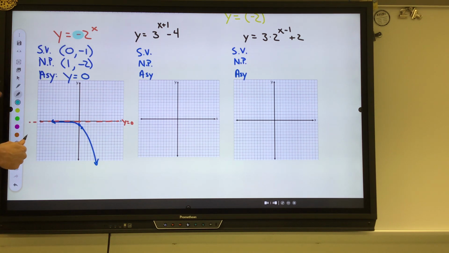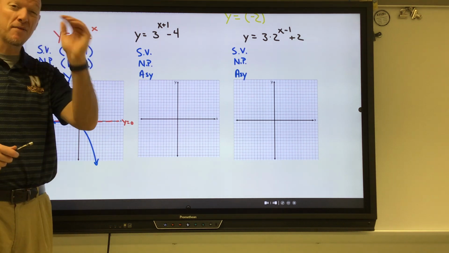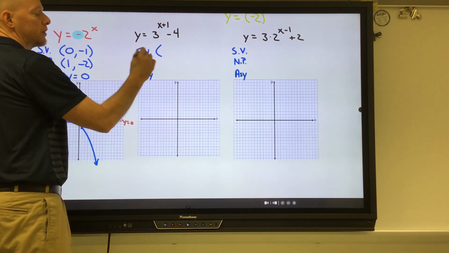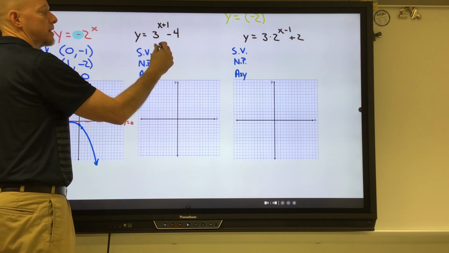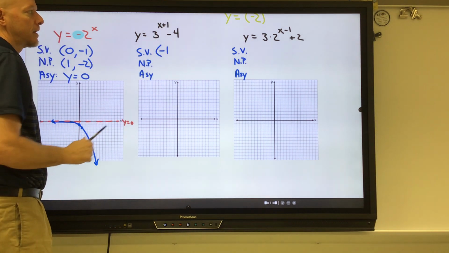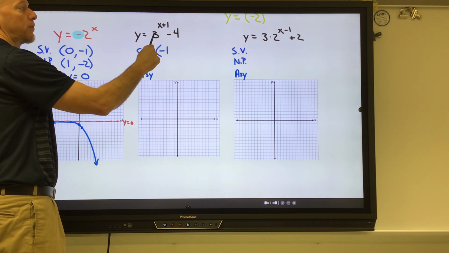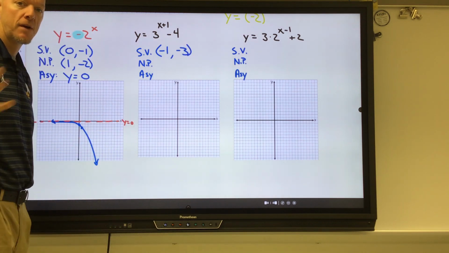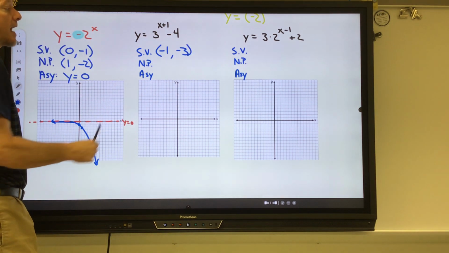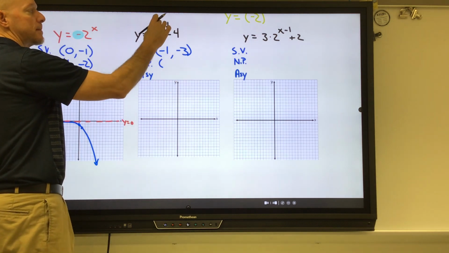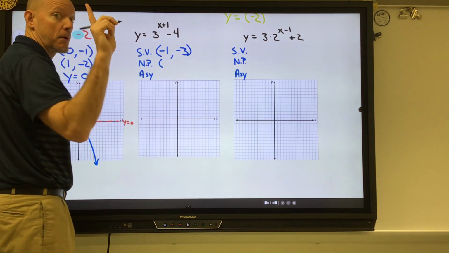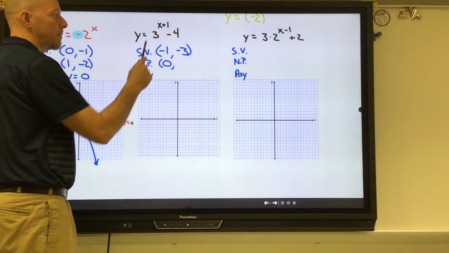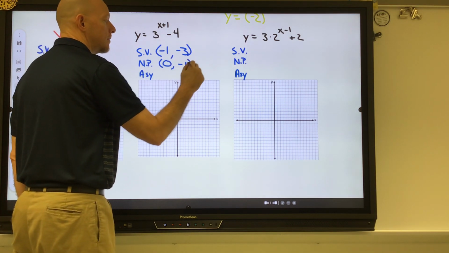Now let's go into our next example here. We have a couple more translations actually taking place, but we're still going to do the same thing. Our start value, we want to get an exponent of 0, so that means I'm going to put a -1 in. If I do put a -1 in, 3 to the 0 is 1, which would end up with -3 whenever I go to evaluate this. I next want to use a value that gives me an exponent of 1. That means I'm going to put 0 in for x. 3 to the first is 3. 3 minus 4 is -1.